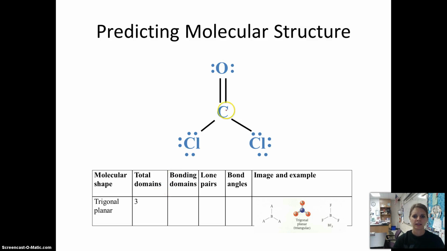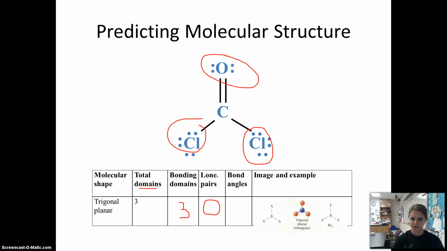Taking a look, I've got my central carbon. There are three total domains, which means there's three things around the carbon. Got that here. Are they bonded? Yes, all three of them are connected to the carbon by bonds. Three bonding domains. Do I have any double dots around the carbon? No, there are zero lone pairs. If you have a structure like this where they have three bond domains, three things bonded to the center guy, the bond angles will be 120 degrees.